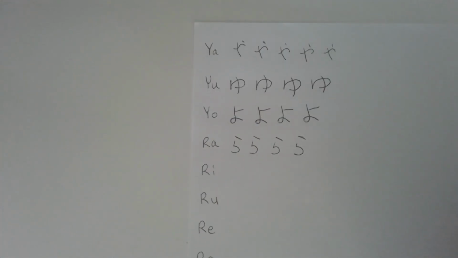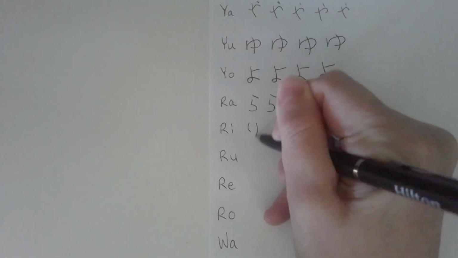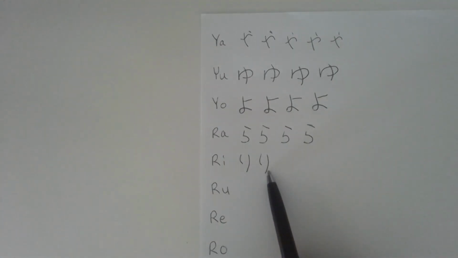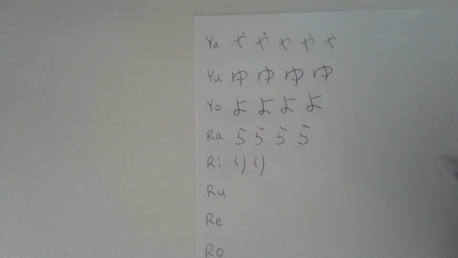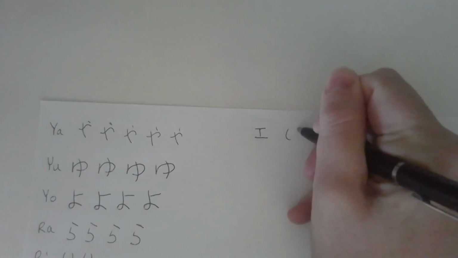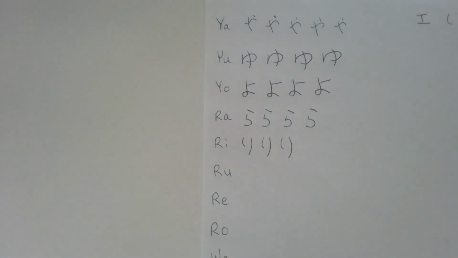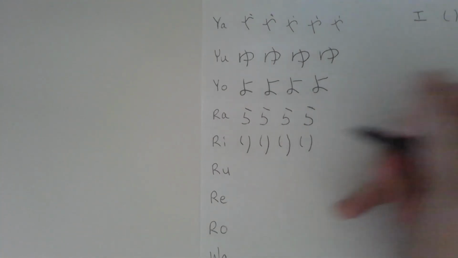Okay, ri is pretty easy because it looks like a river. So 1, 2. And the second line I made it longer because if they're the same length here, that would be E, the vowel E. Remember, A, I, U, E, O, and this was E. But with ri, it's longer here. So 1, 2. And just imagine these are the sides of the river.